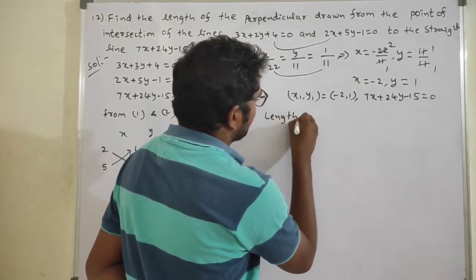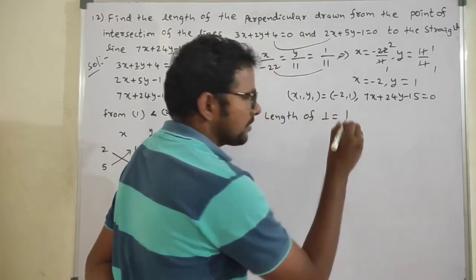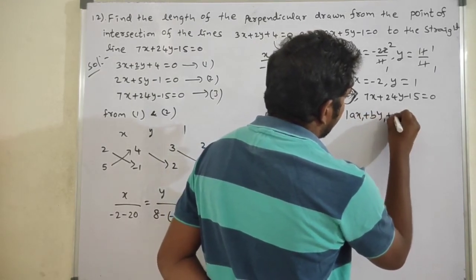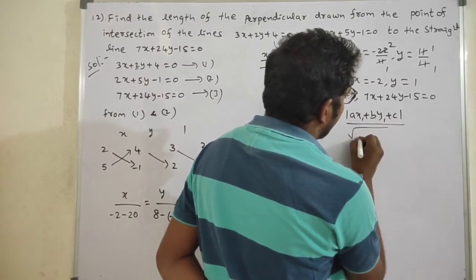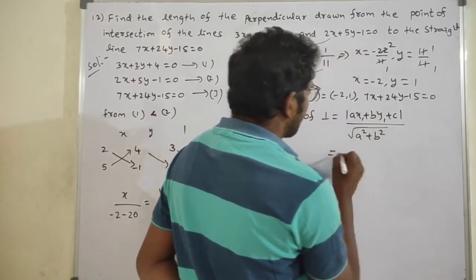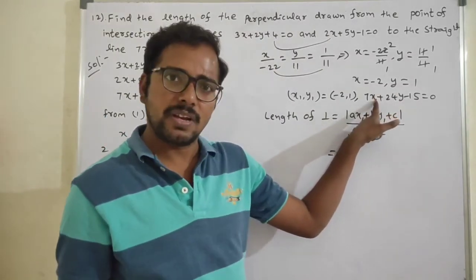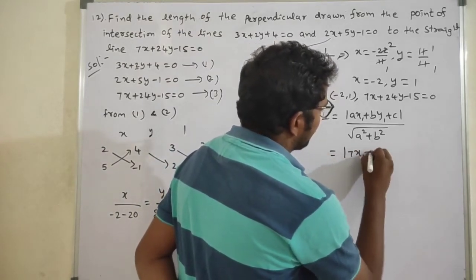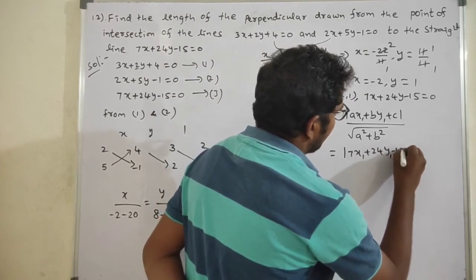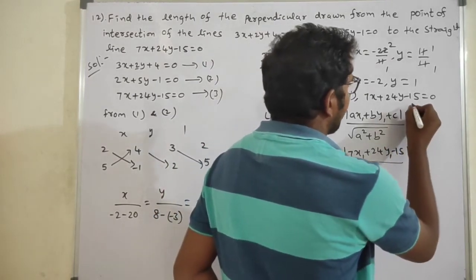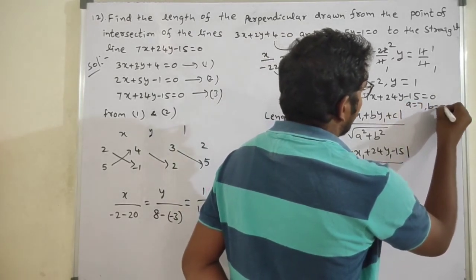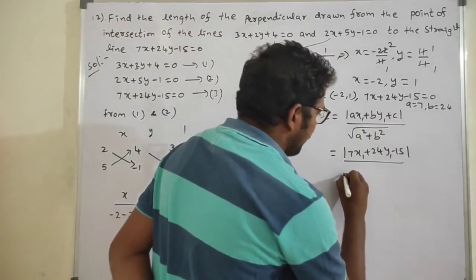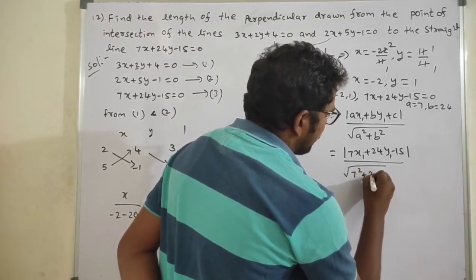The length of perpendicular is equal to modulus of ax1 plus by1 plus c, divided by root over a square plus b square. Now substitute values in this line. Take x equal to x1, y equal to y1. So modulus of 7x1 plus 24y1 minus 15, divided by root of a square plus b square, where a is equal to 7 and b is equal to 24.